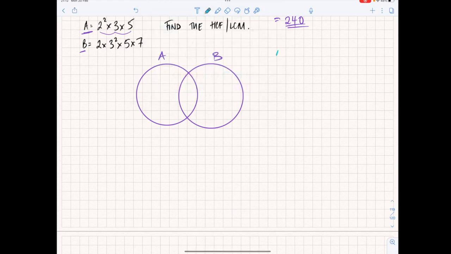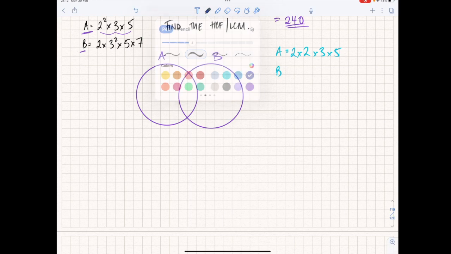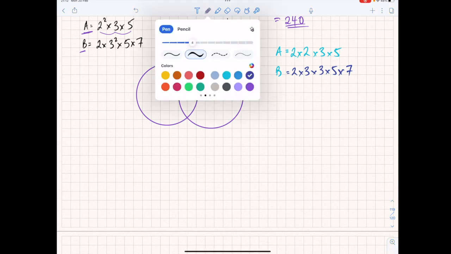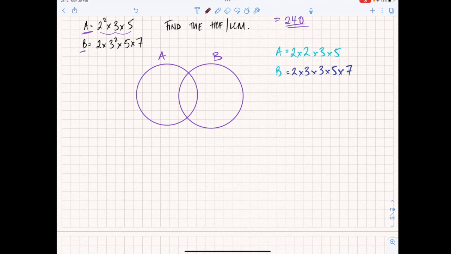I'm just going to rewrite A out and B out over here. And instead of putting the power, I'm going to write 2 times 2 times 3 times 5. And I'm going to write out B as 2 times 3 times 3 times 5 times 7. The reason I'm doing that is because if there's a power involved, you might forget that there's 2 of them. Just in case there's 2 values that match up, you need to write it out in full. It might help you.